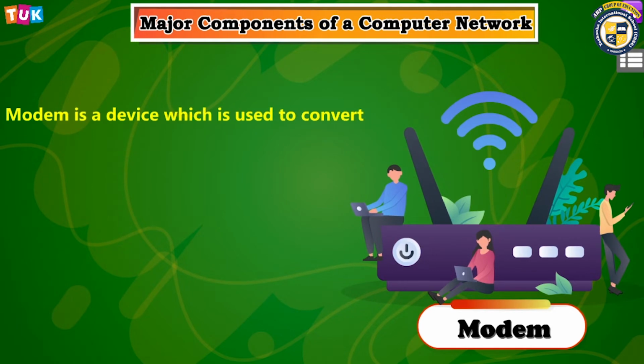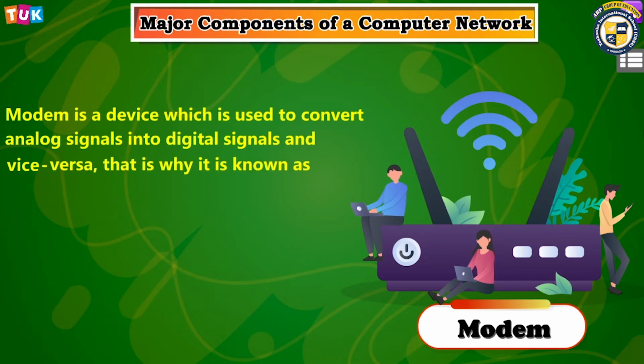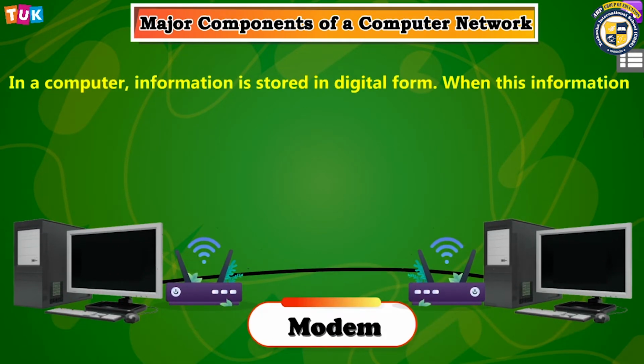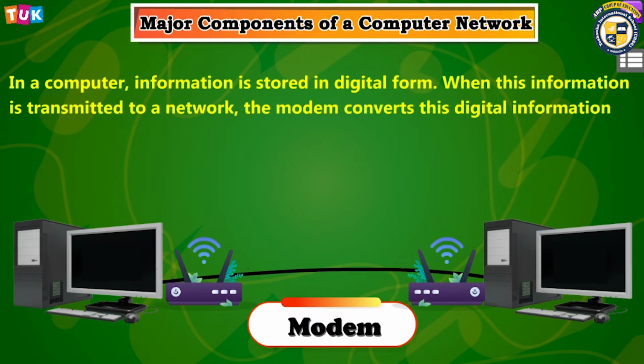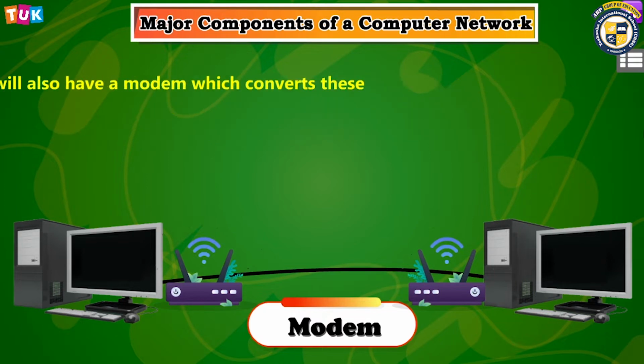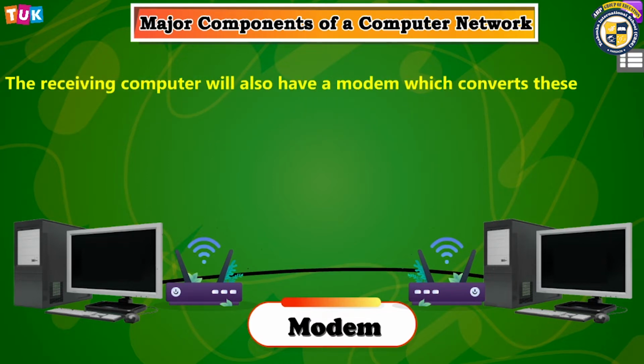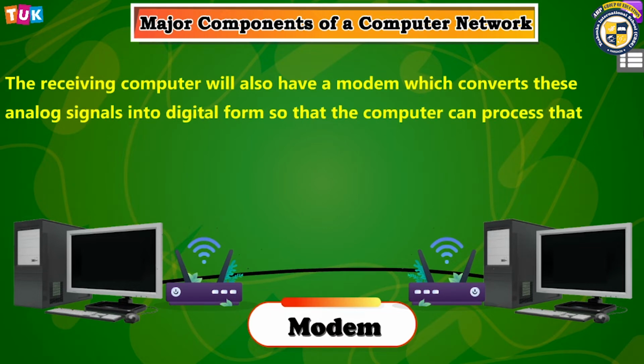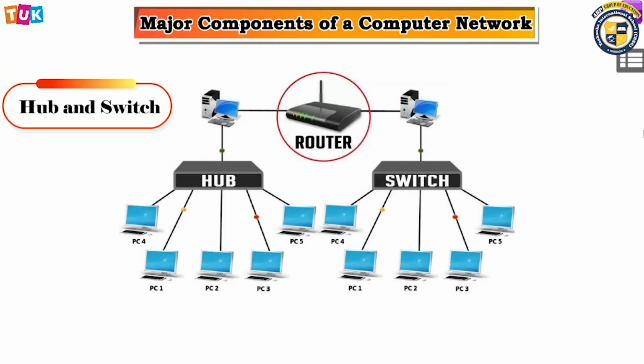Modem. Modem is a device which is used to convert analog signals into digital signals and vice versa. That is why it is known as modulator-demodulator. In a computer, information is stored in digital form. When this information is transmitted to a network, the modem converts this digital information into an analog form so that it can be transferred through cable wires. The receiving computer will also have a modem which converts these analog signals into digital form so that the computer can process that information.